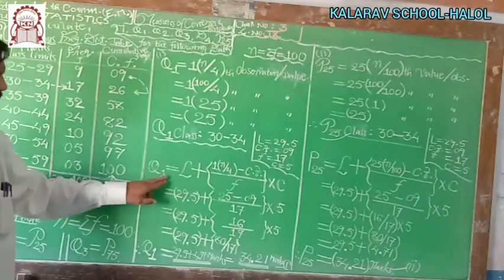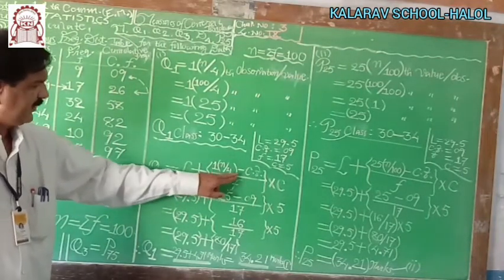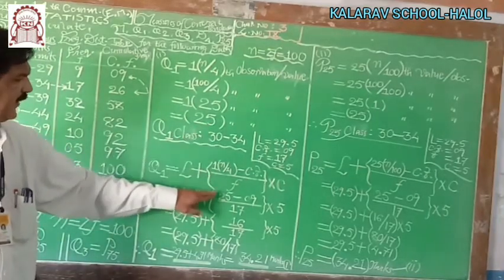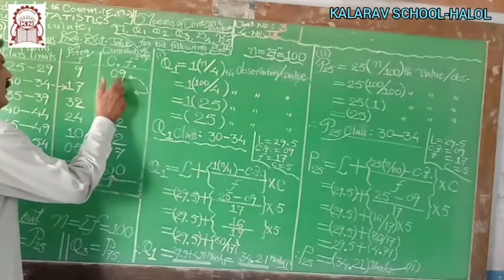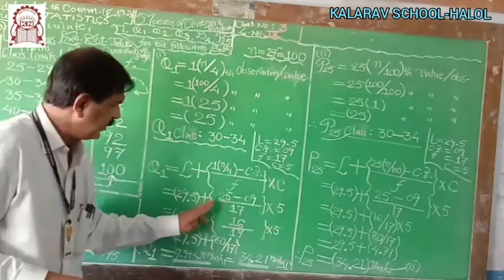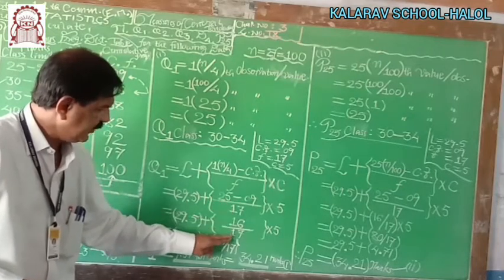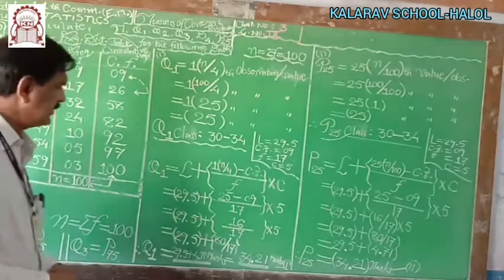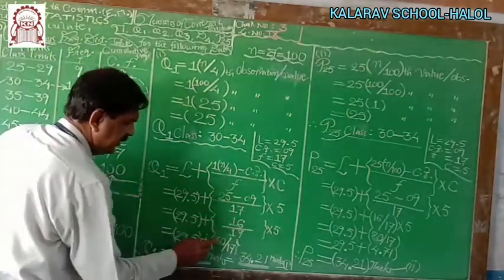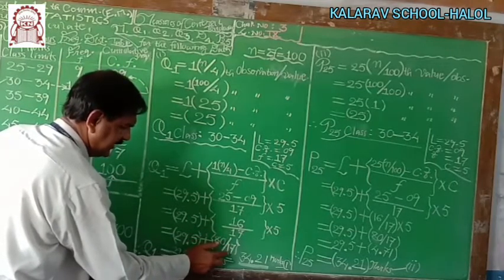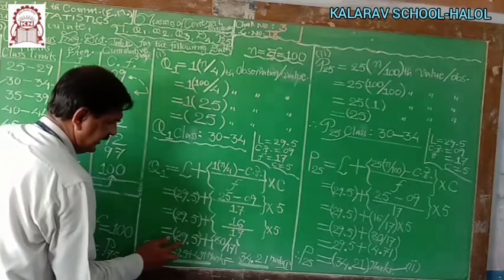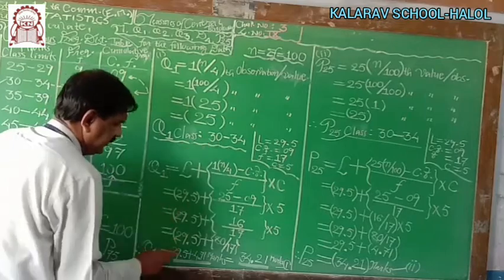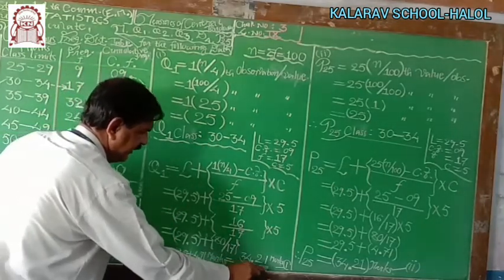Therefore Q1 equals L plus (n by 4 minus CF) upon F into C. L is 29.5 plus (25 minus 9) upon 17 multiplied by 5. 25 minus 9 is 16, 16 into 5 is 80, so 80 upon 17, which is 4.71. Adding this to 29.5, our answer will be 34.21 marks.